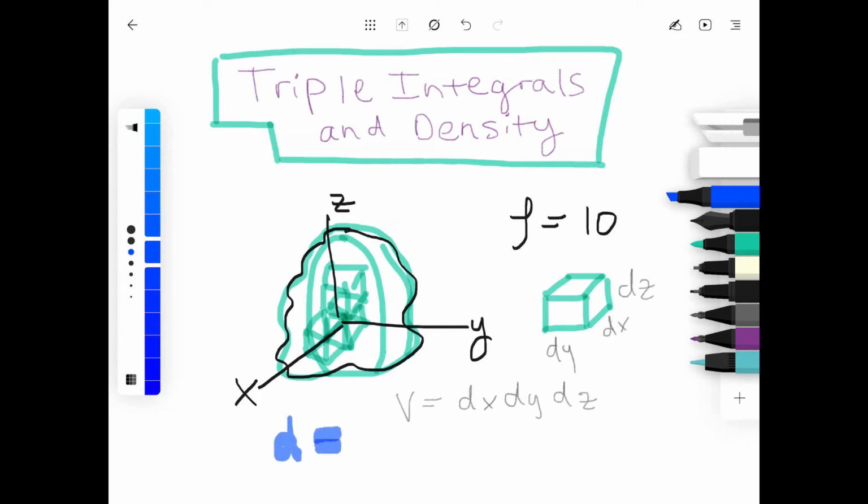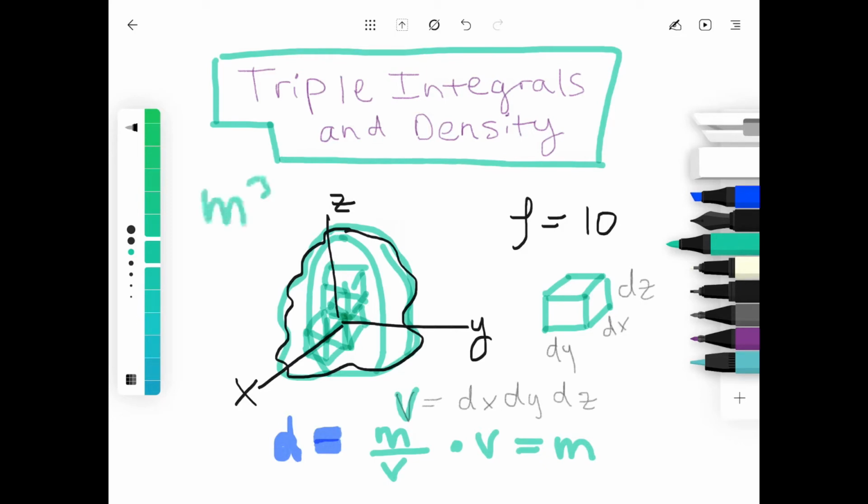So if you think back to what the density function is, it tells you that density is equal to mass over volume, right? So if this is the volume right here, then you know that if you multiply your density function times the volume, you're going to get the mass. And that's what you have been asked to do. You want to find the value of the mass of this solid.